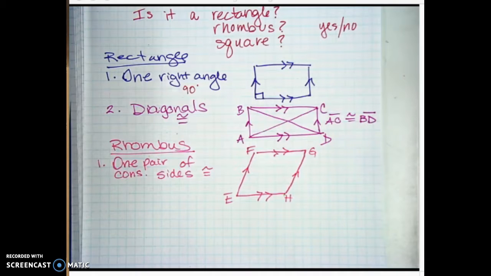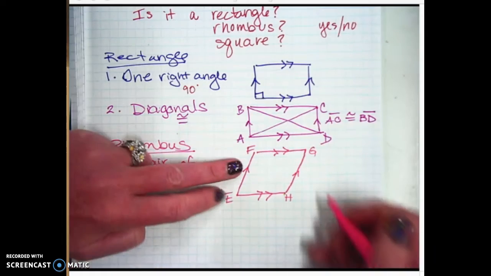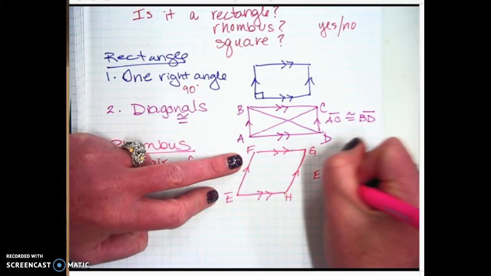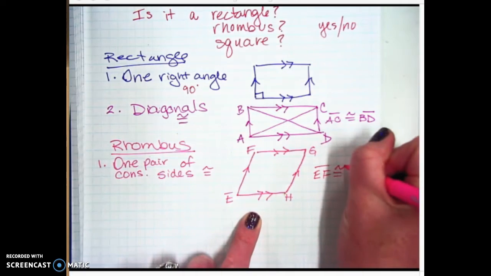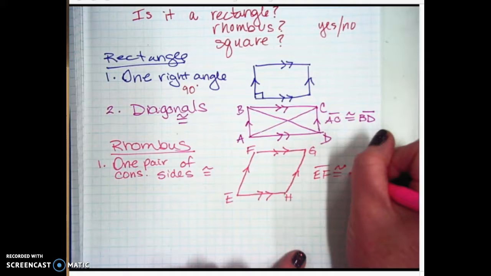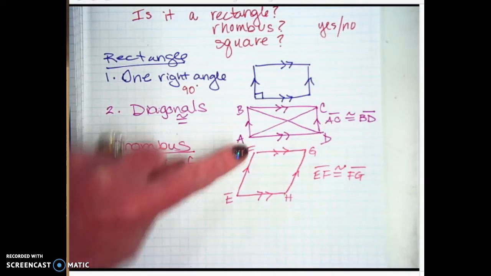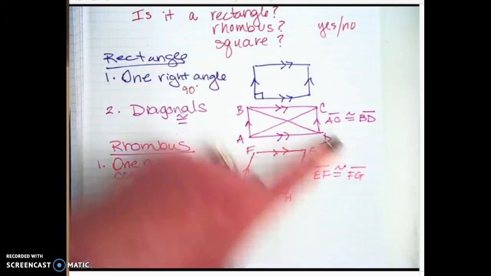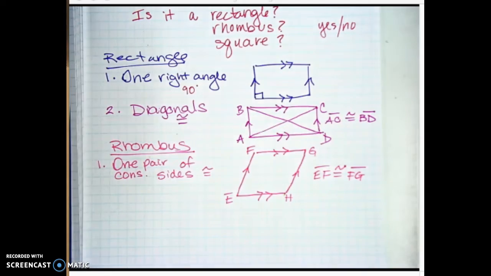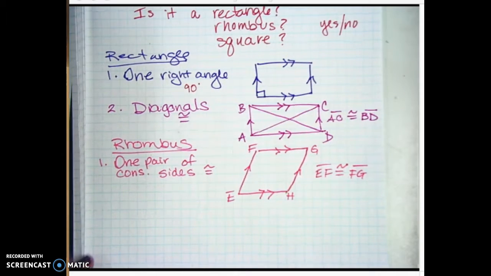And we need one pair of consecutive sides. It doesn't matter which one you start with, and it doesn't matter if the next side is clockwise or counterclockwise. So let's start with EF and say that it's congruent to the one up top, FG. Consecutive means right after each other. So EF, then FG must be congruent. If you can get one pair of consecutive sides, you say yes, it is a rhombus.